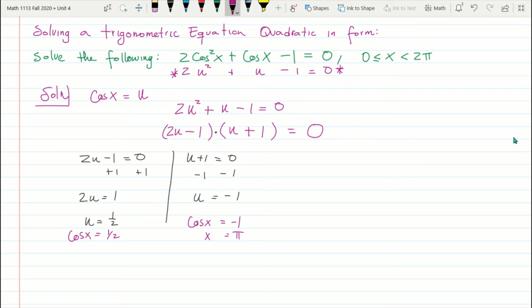And then cosine of 1 half. So we did that one earlier. Think about the whole unit circle thing where it happened up here. The cosine is 1 half, but it also happens down here, where you do 2 pi minus whatever the solution is up there. So x equals pi over 3 and also 5 pi over 3. So in this case, we have three solutions that happen between 0 and 2 pi. Okay?